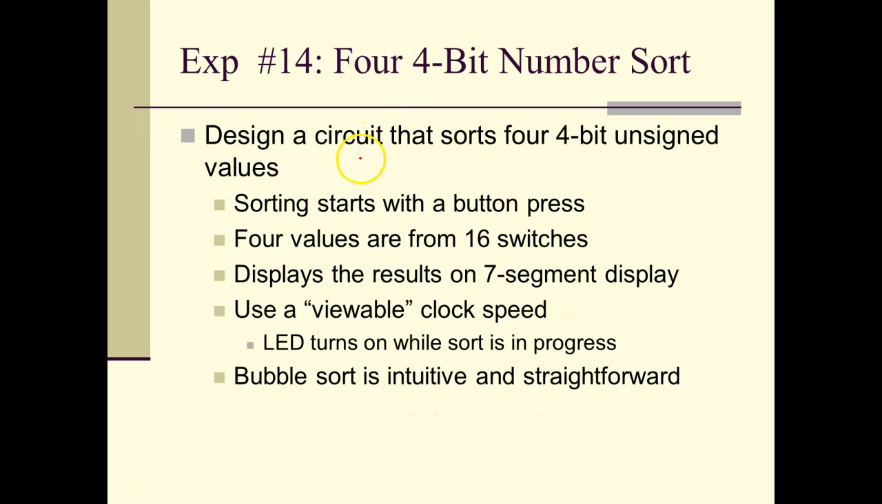So the circuit here, what is a 4-bit number sort? It just sits there doing essentially nothing, displaying whatever's on the inputs until there's a button press. Once there's a button press, it sorts the four values on the 16 switches. For the outputs, you're going to use a special 7-segment display device, and you'll be able to see the outputs on the display, particularly as it's sorting.